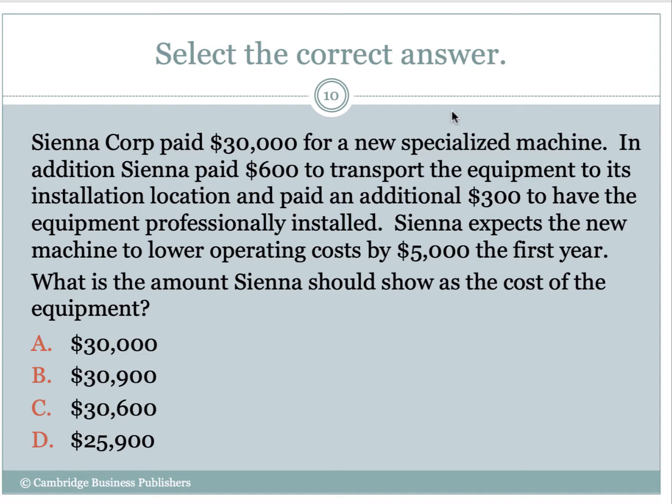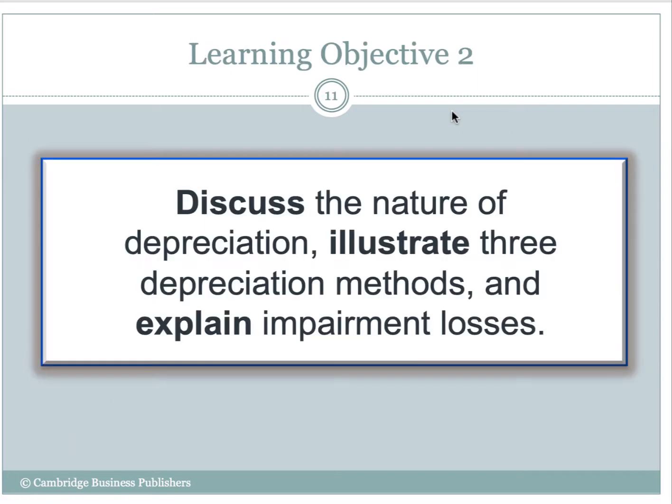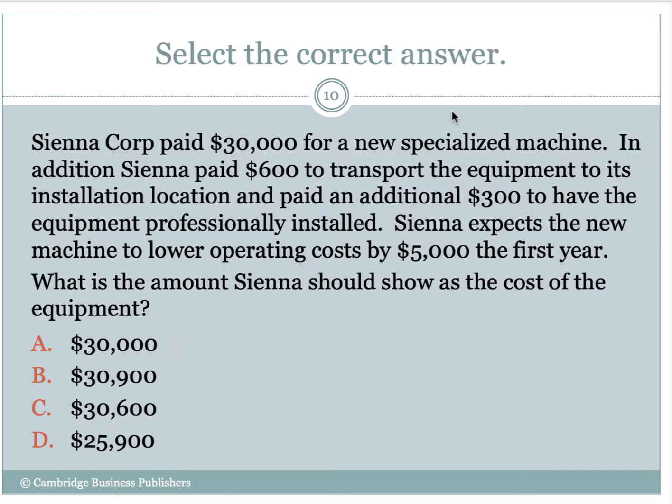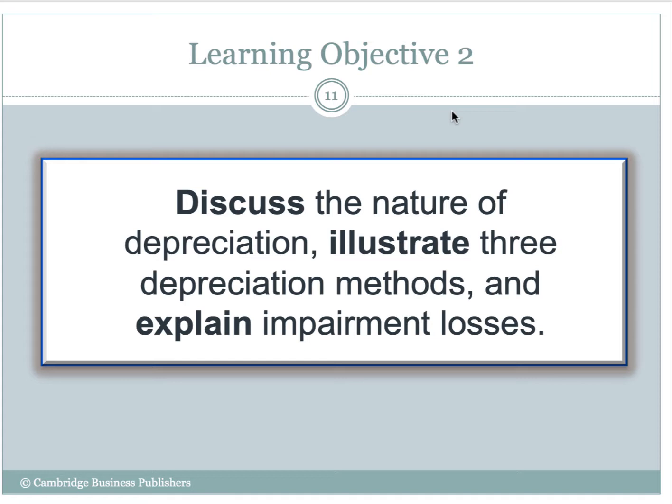Well, hopefully after looking at this, you say, okay, I remember what he said. I jotted it down in my notes. It's the initial cost plus any cost that I incur to get that asset to me and get it ready to start producing revenue, or get it ready to start working. So we're going to include the $30,000, definitely the $600, and also the $300. So we should have it on our books at $30,900.